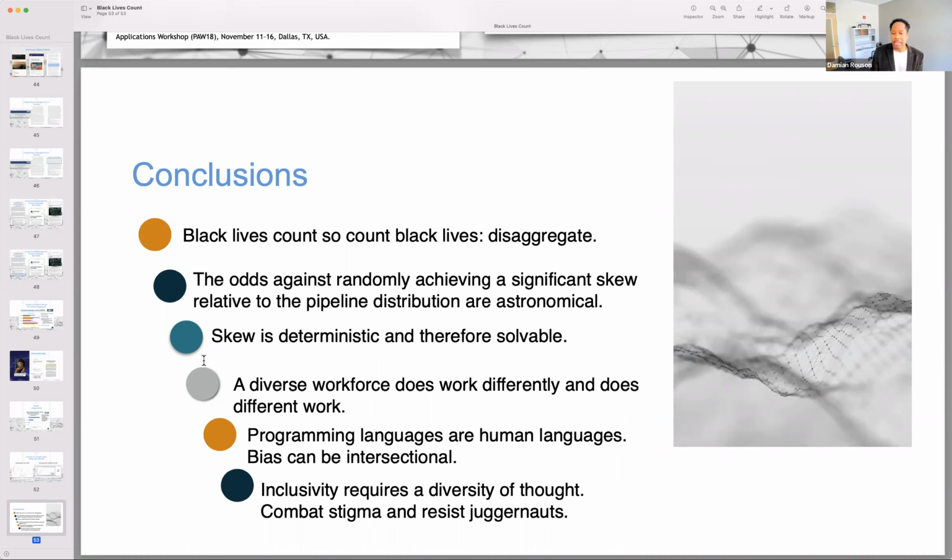Once you recognize that, it's not hard to make the leap that there will be biases that creep into programming language choice, just as there are in any other human language or dialect. And those biases can be intersectional, as I talked about. Inclusivity requires diversity of thought. Let's combat stigma. Let Fortran programmers write their Fortran without talking badly about them. And let's resist juggernauts. That's all for my talk. Thank you.